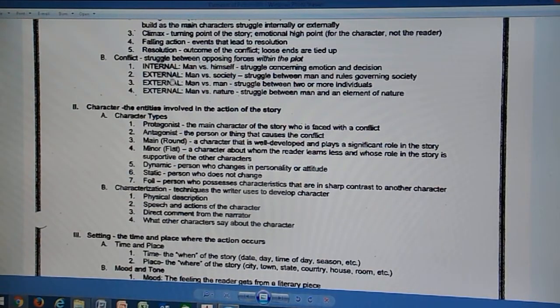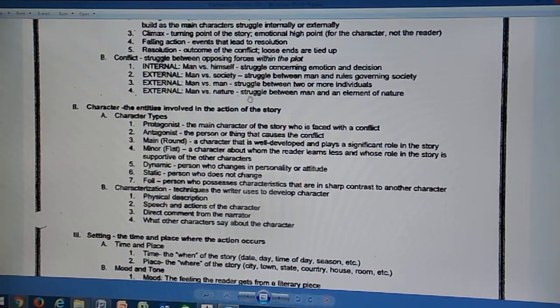Then you have the 3 external kinds of conflict. That's man versus society. This is where there is a struggle between the character and the rules of the governing society. The Hunger Games is a good example of that. Katniss struggles with the rules of her society. Then you have man versus man. This is actually a struggle between two characters in a story. Harry Potter and Voldemort are a good example of that, where you have actually two characters struggling with each other.